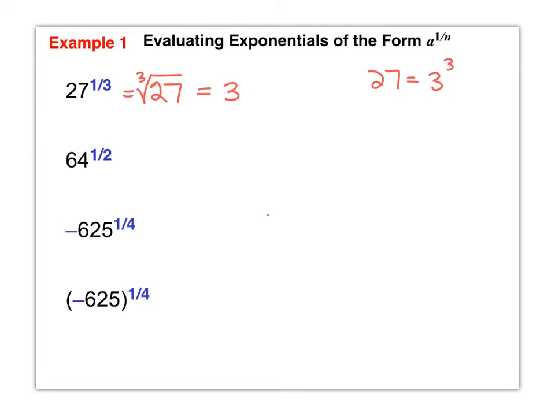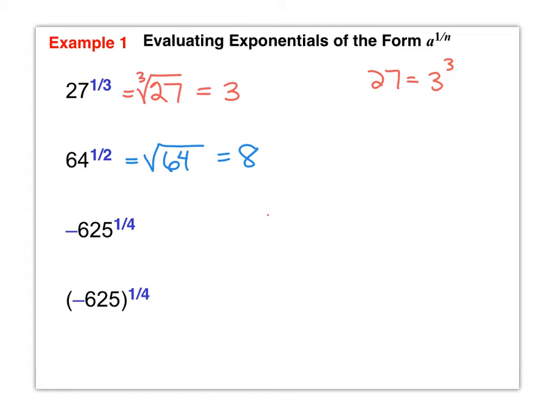64 to the 1/2 power can be written as a radical. The 1/2 power would indicate that the index is 2, so this can be written as simply the square root of 64, and the square root of 64 is 8.